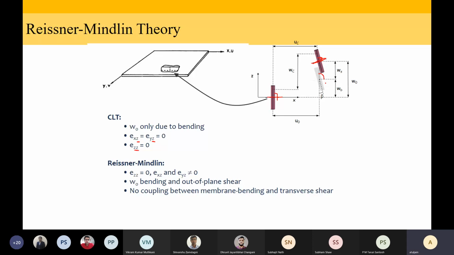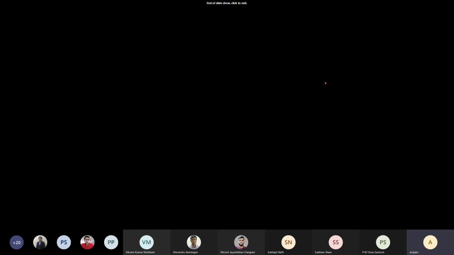Okay. Due to scarcity of time, we will not discuss the Reissner-Mindlin theory, but this is for your information that it does exist. Just because classical lamination theory has various limitations, that does not mean that it is the only theory we have. There are more advanced theories that we can use if the need arises. Okay. So with this, I will end today's lecture.